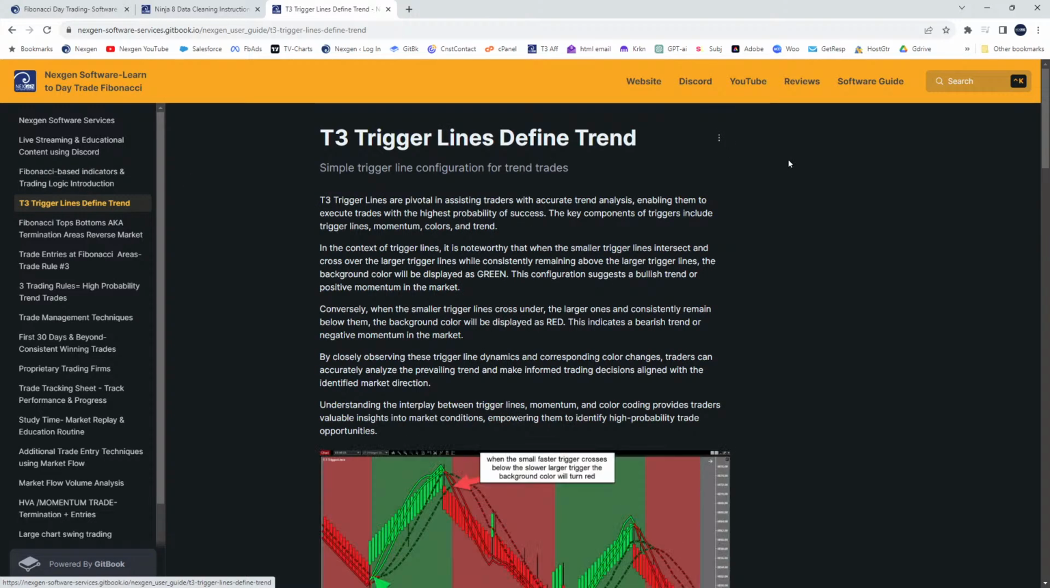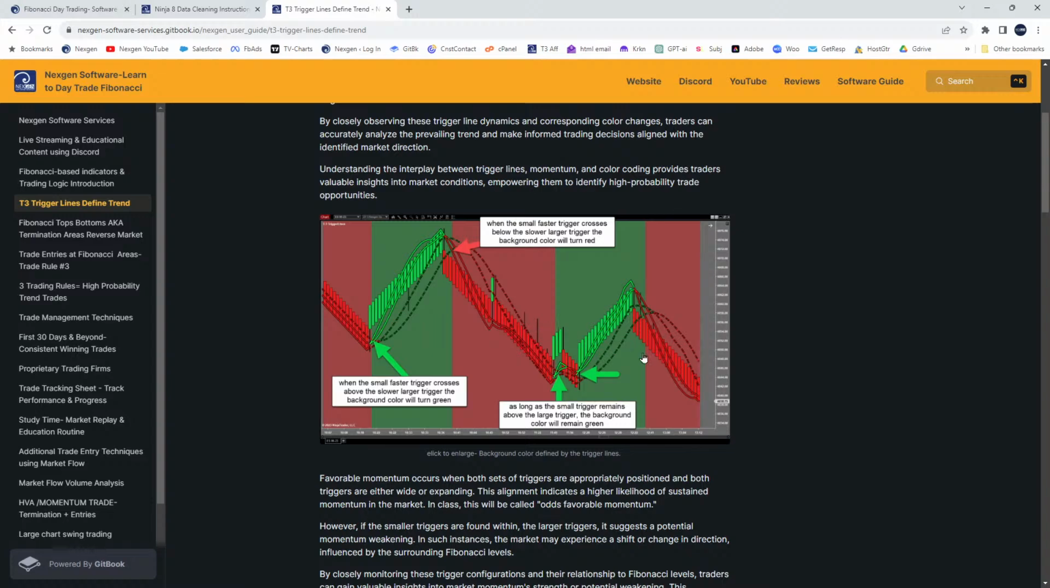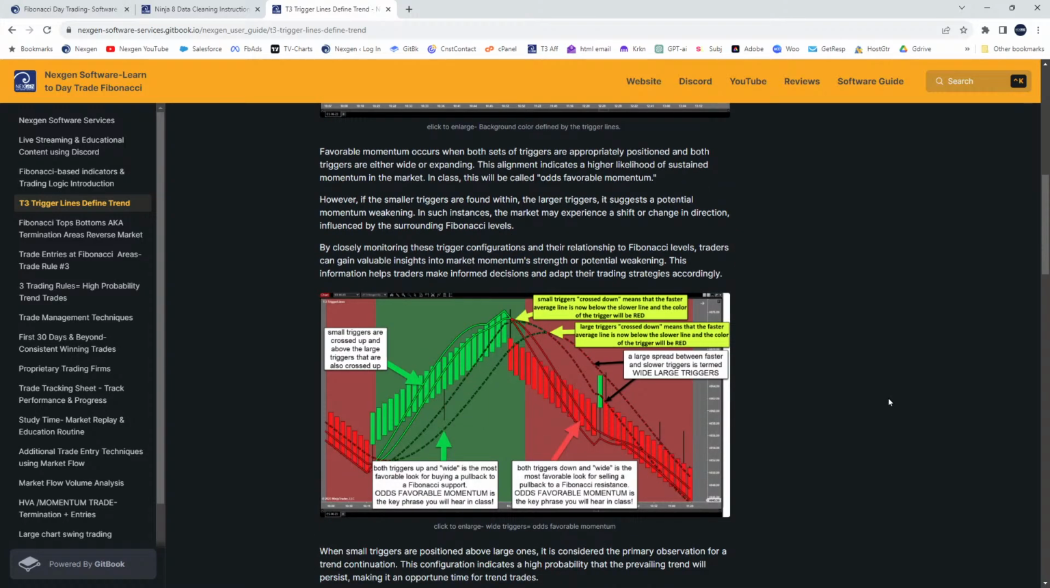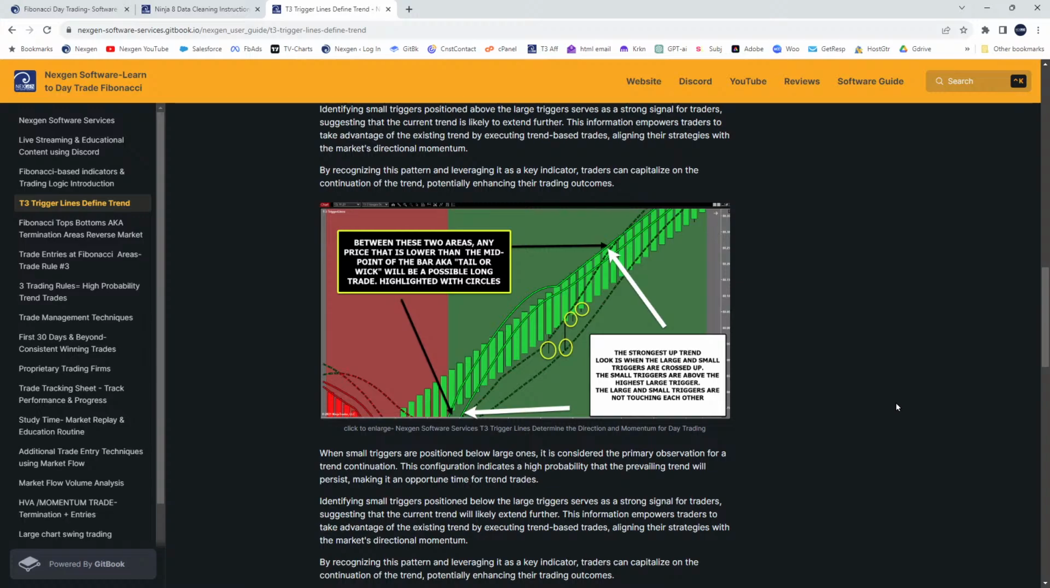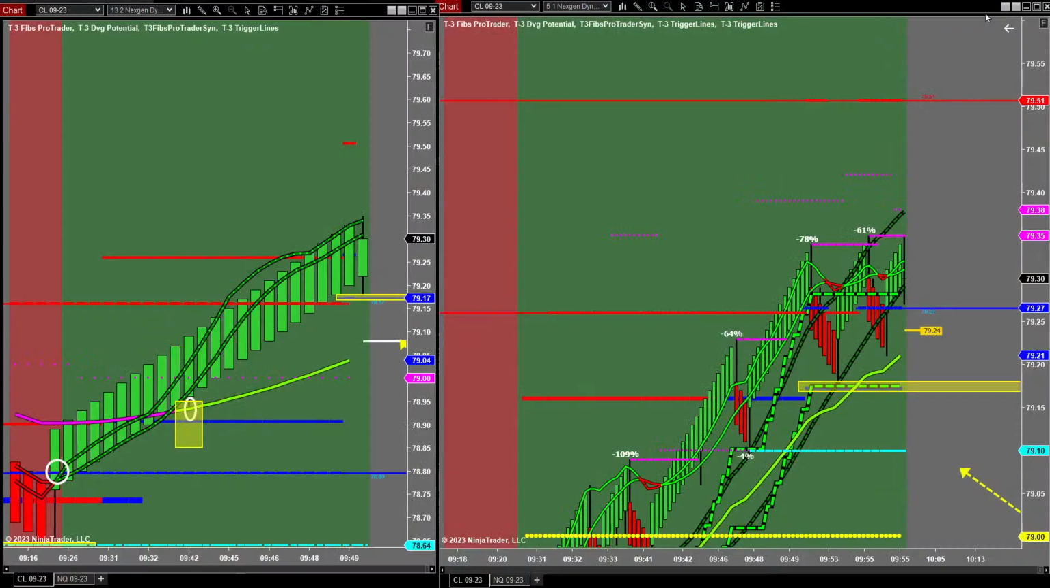I think when you're also new, the most important thing that you can do first is make sure that you've got your trigger line reading down pat. Because once you can read your trigger lines, it's really easy to see which fibs line up with the triggers.